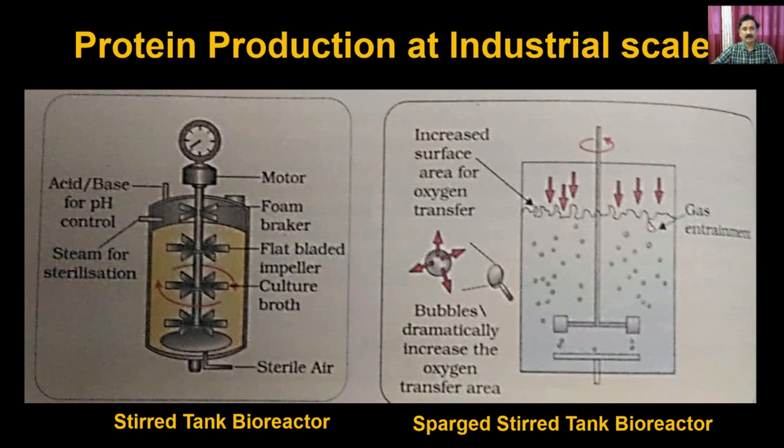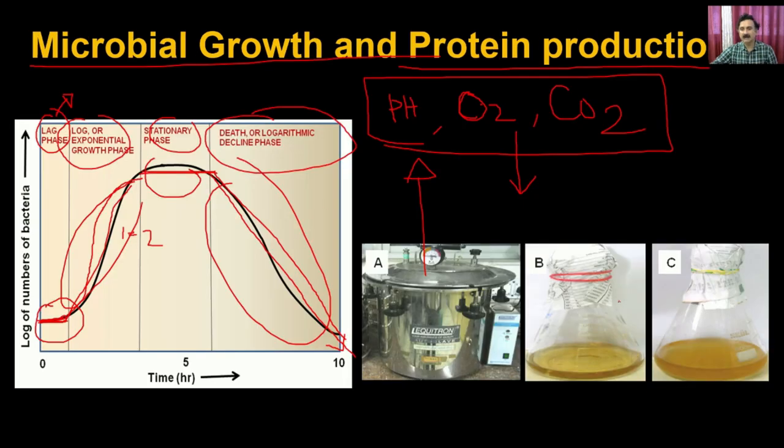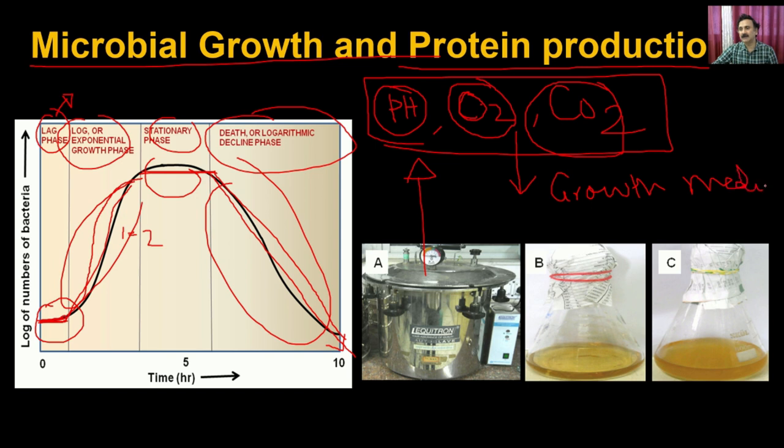So what is a bioreactor? It's nothing different from a flask, but in this flask you put different types of attachments. For example, an attachment to monitor the pH, an attachment to monitor the carbon dioxide and oxygen, and you can also attach a feed line so that you can even supply the growth media. That's how you can have different types of bioreactors.